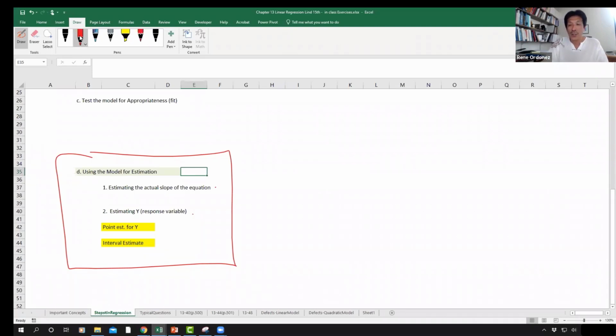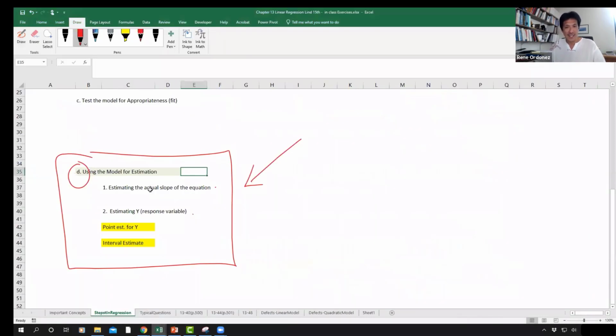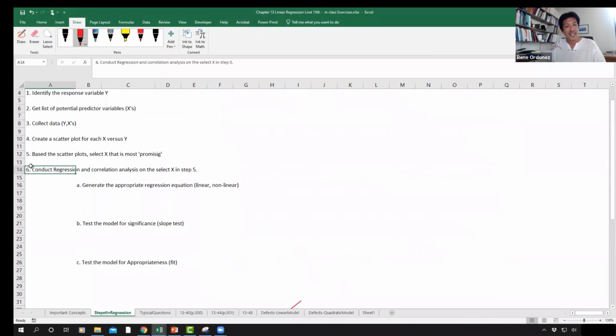But before you get to the estimation, using the model for estimation, what we actually do is once we have generated or estimated the linear relationship between x and y, we will subject that model to a series of tests. Okay? When I say series of tests, these tests are listed here. All right?